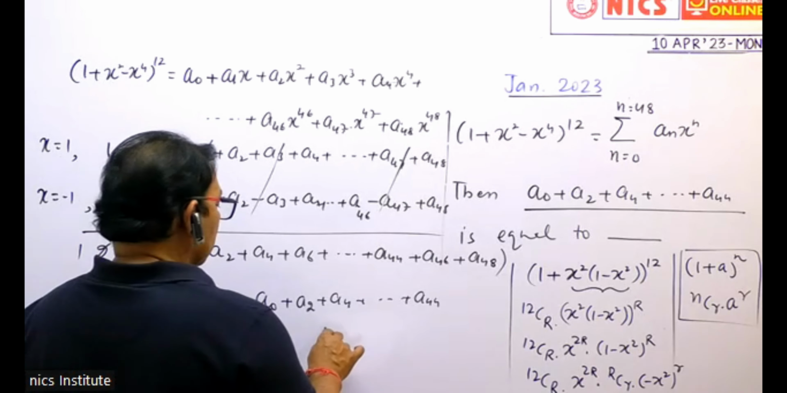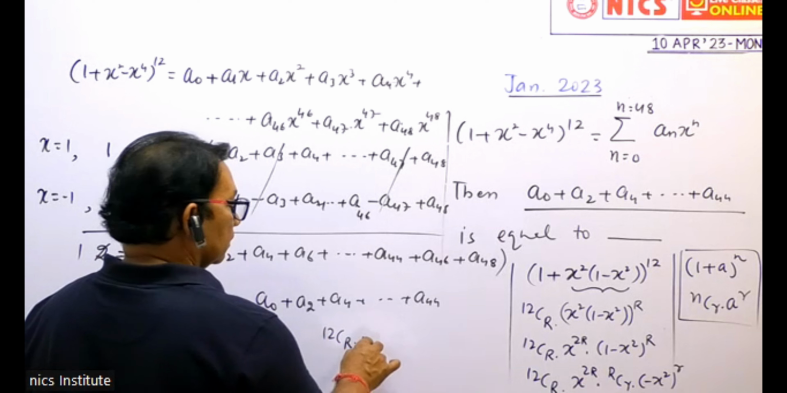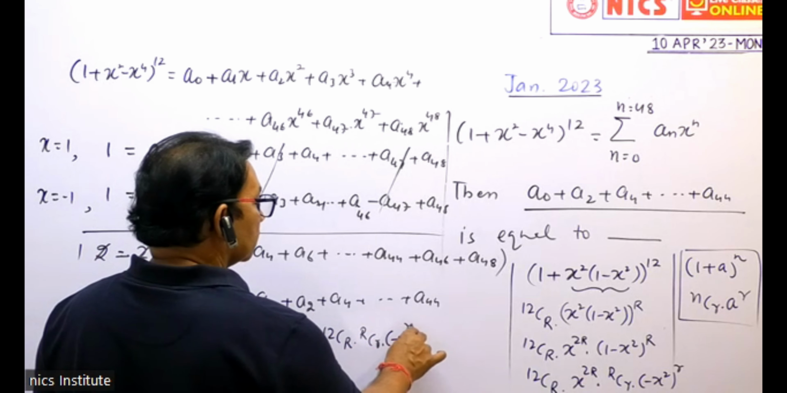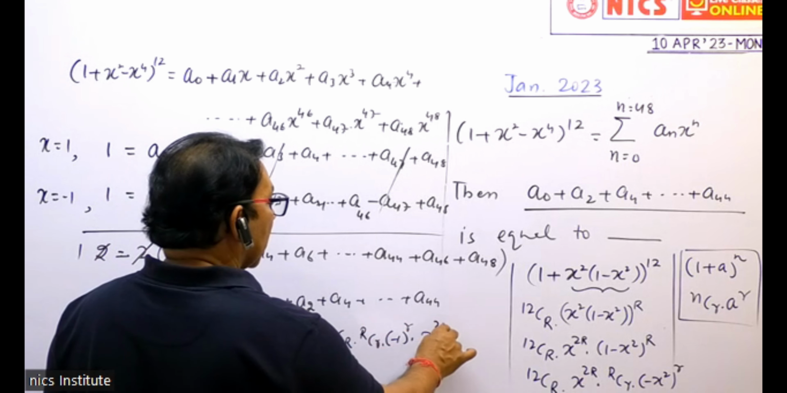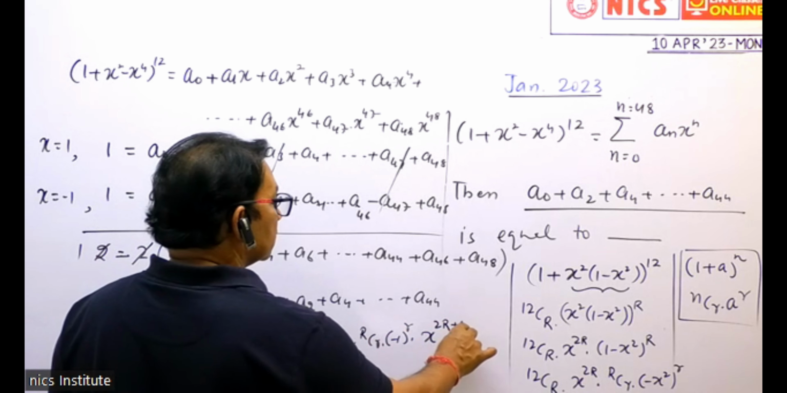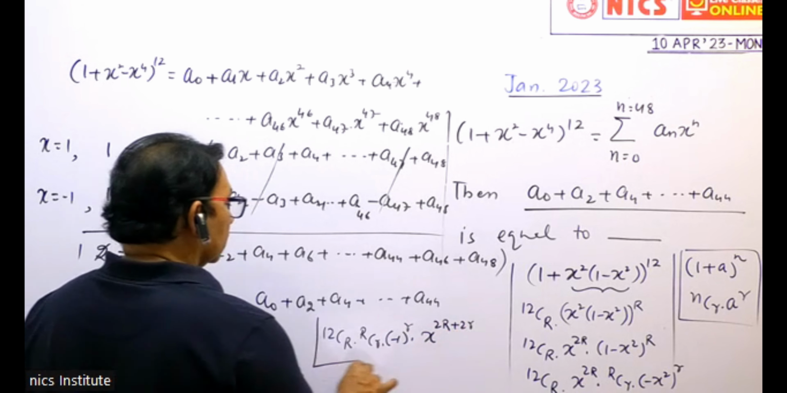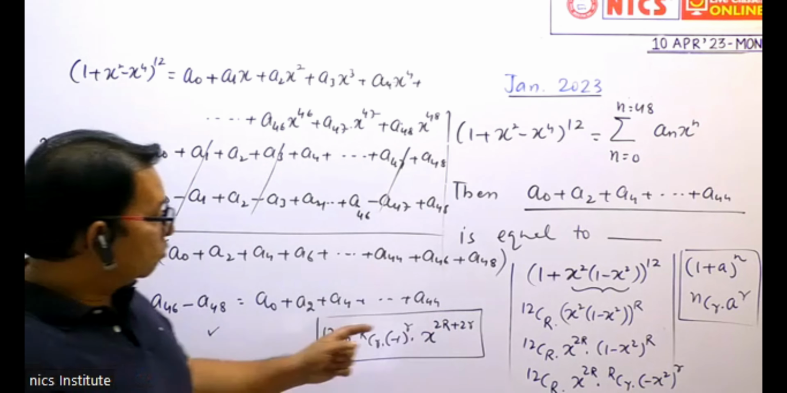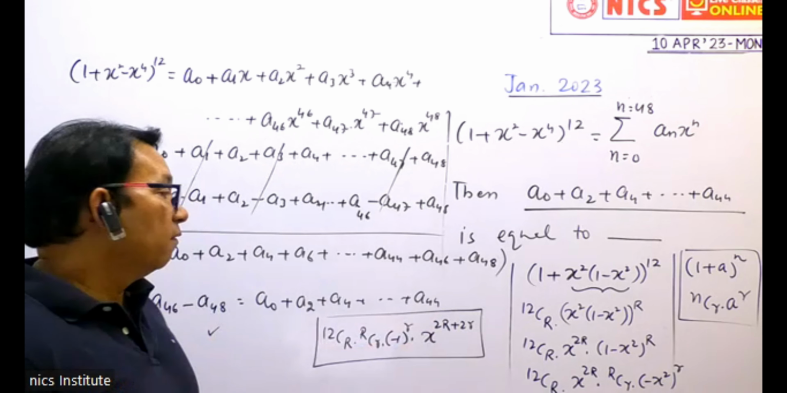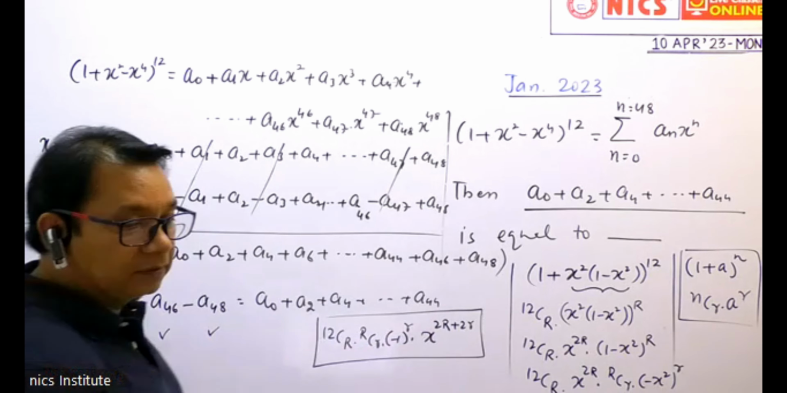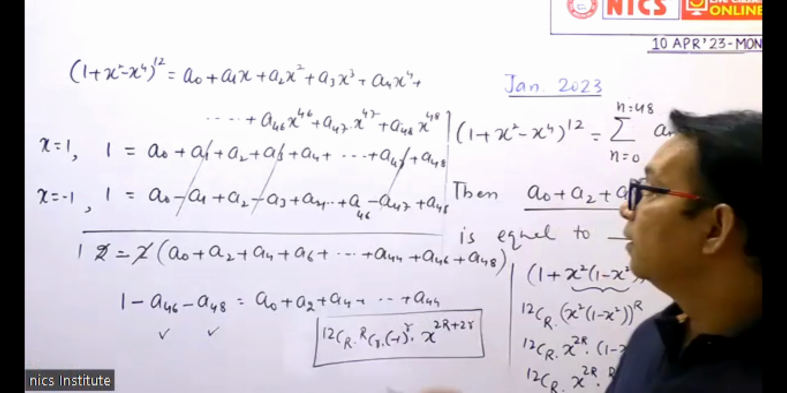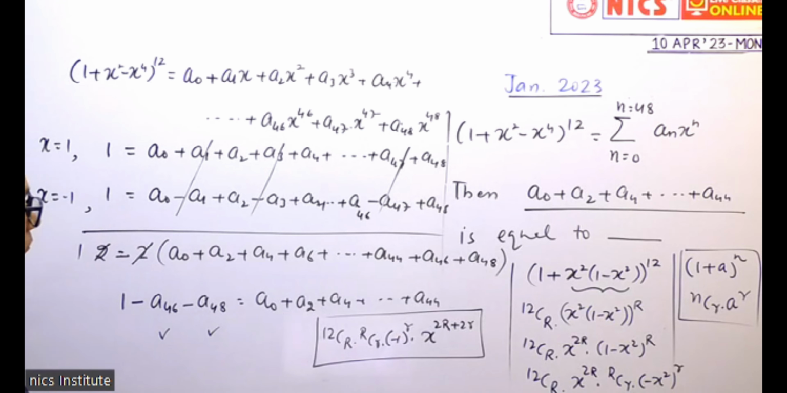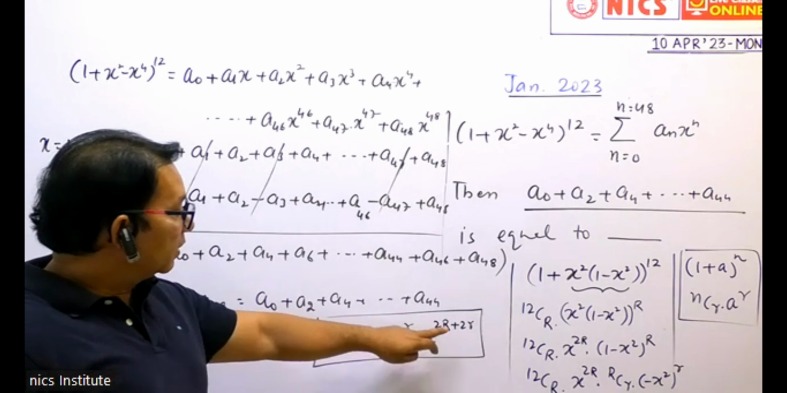That means the general term is now 12CR RCr (-1)^r x^(2R + 2r), I'm adding the powers of x. Is that okay with you? This is the general term. And this index of x, 2R + 2r, should be 46 and 48. Just note it down and I'll clear this place and write further. This should be 46 and this should be 48.